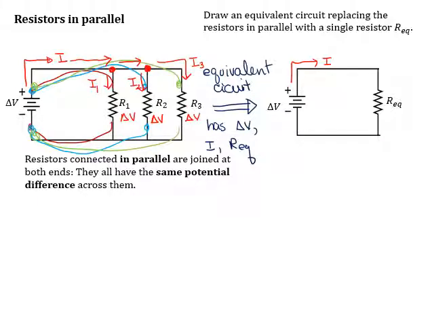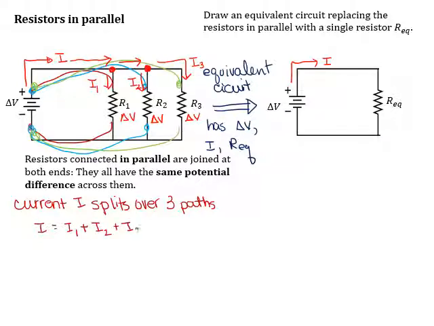So let's write down what we just said about current, which is that our current I splits over three paths. Now that current can't leak off anywhere, so it can't escape. Therefore, the total current has to be those three currents added up, because we can't lose current and we can't gain current.